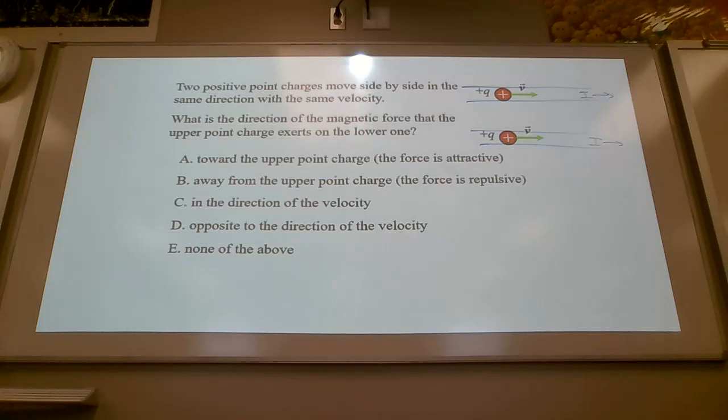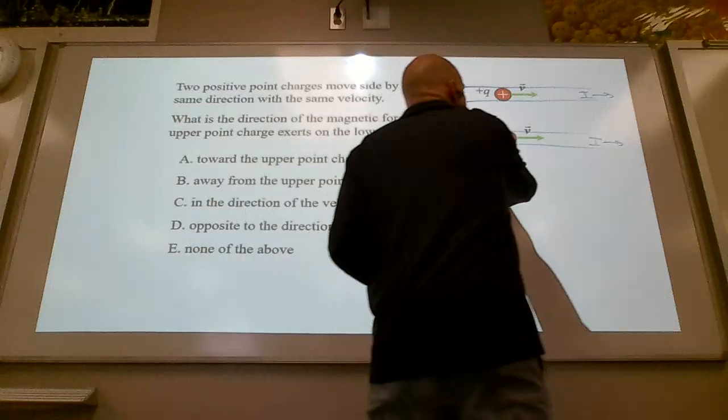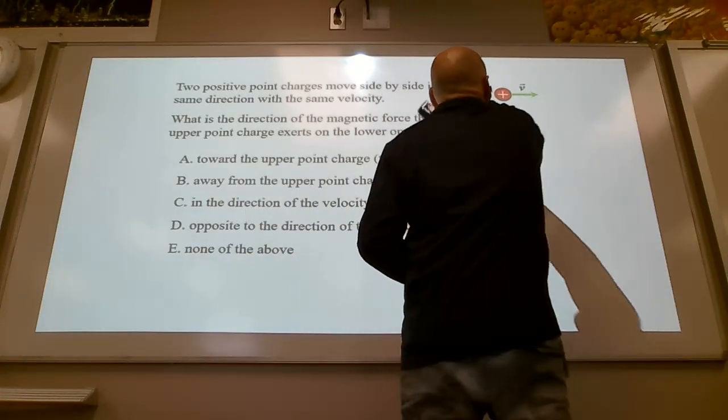Would there be a case, I guess it would depend on the velocity, where the magnetic force and the electric force cancel out and the particle just continues straight? Yep. Special case, but yeah.